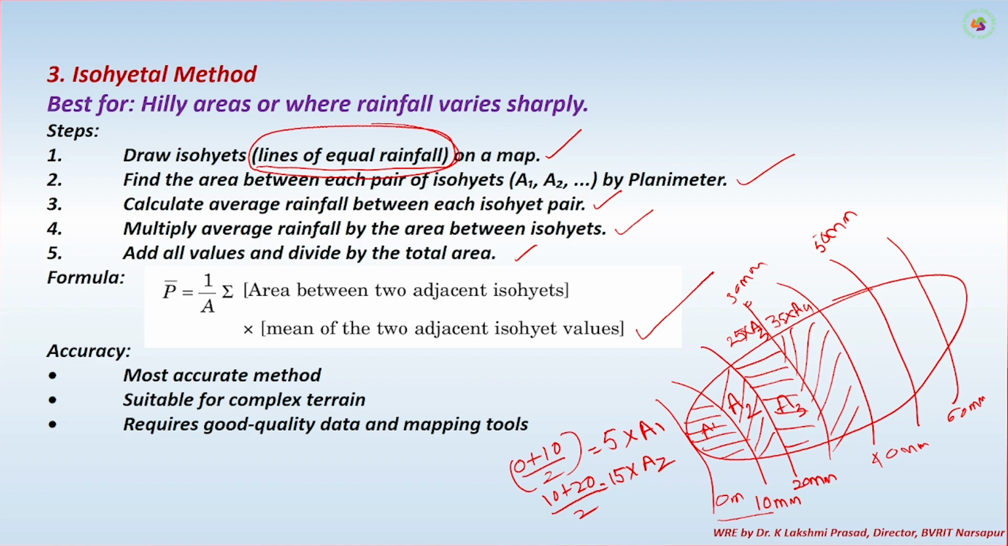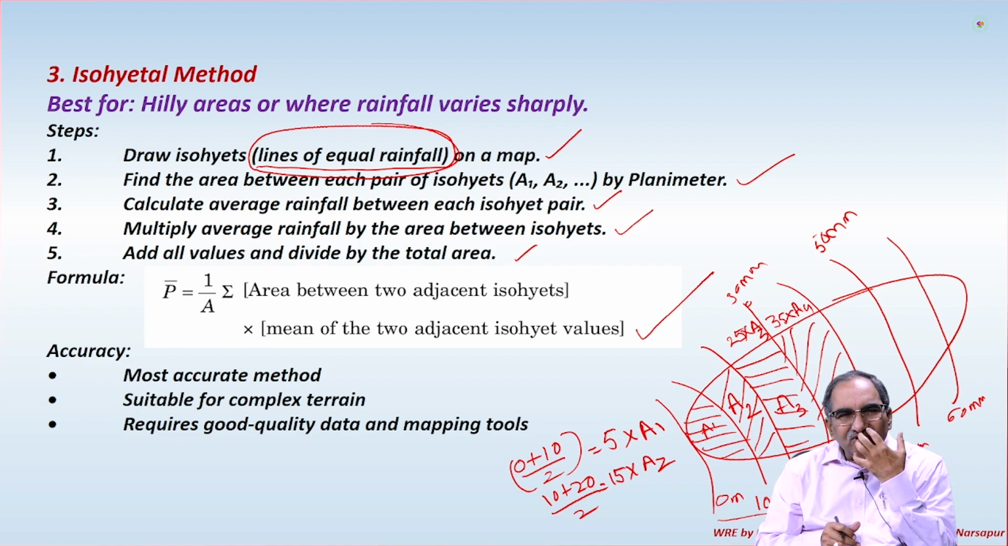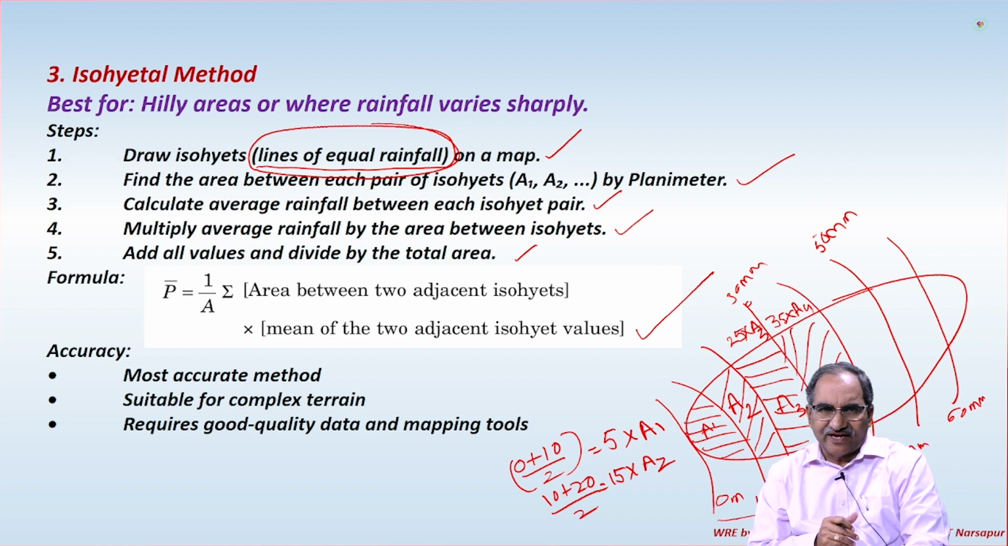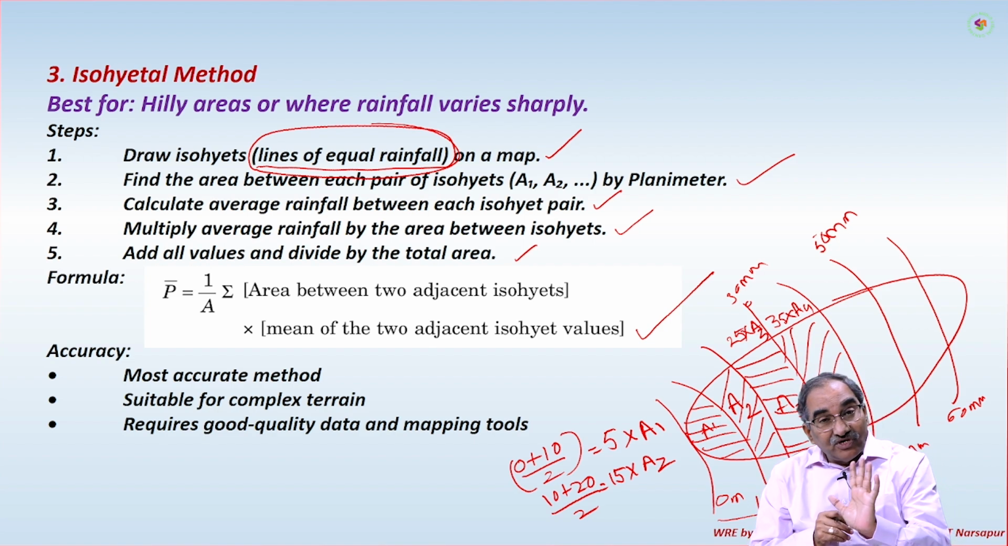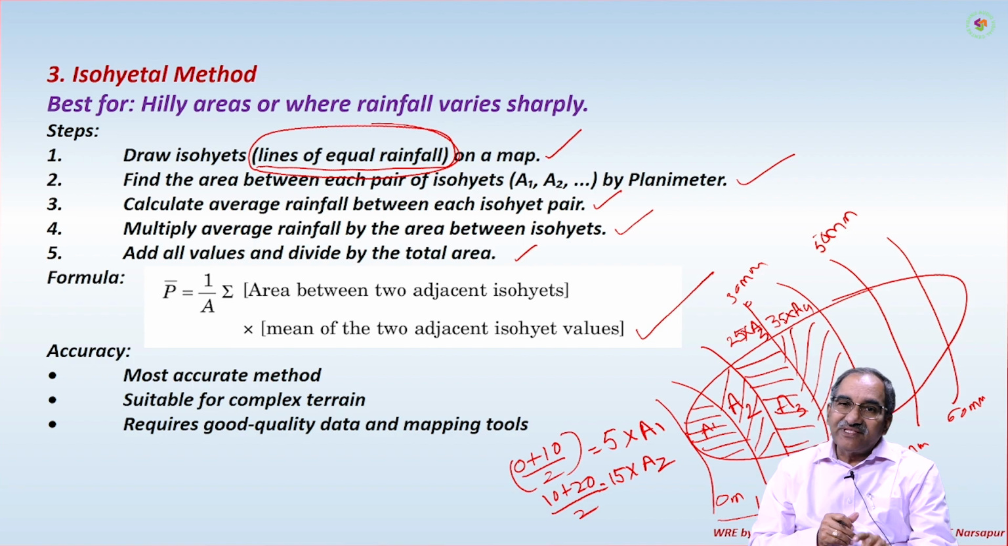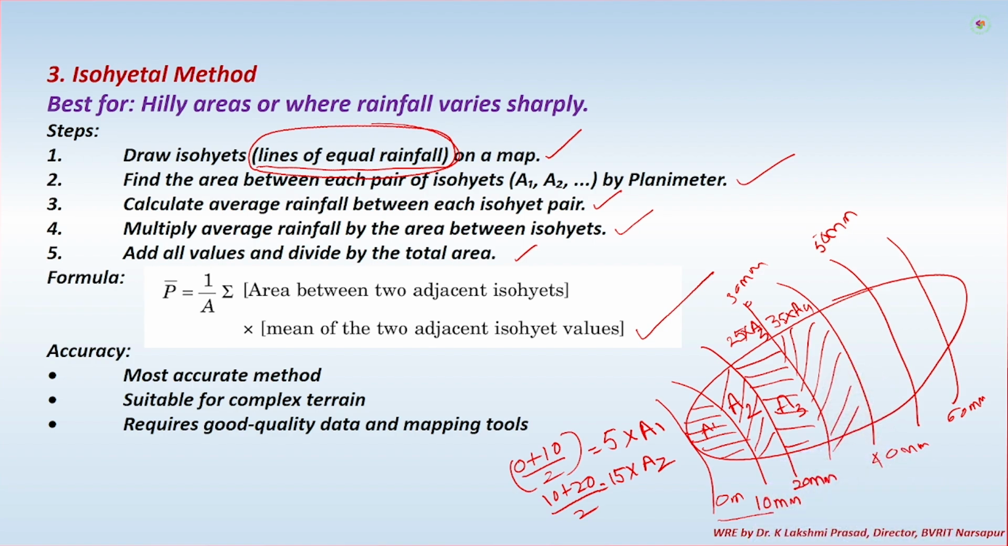So this is another method, and it is mainly used for complex terrain where the topography varies. The only problem with this method is that drawing the isohyets is one of the most important things. An isohyetal map is like a contour map, only the lines are of equal rainfall. If you are able to draw it properly, then this method gives you accurate results.